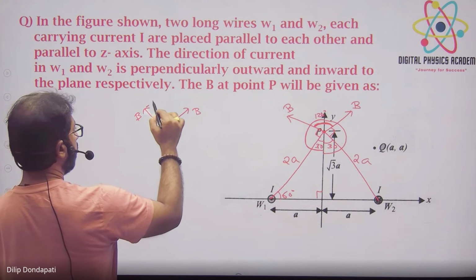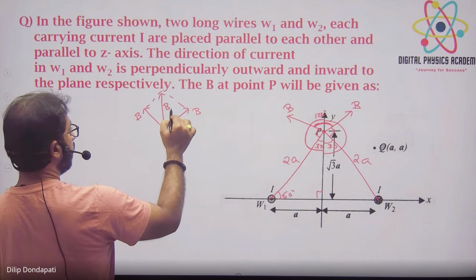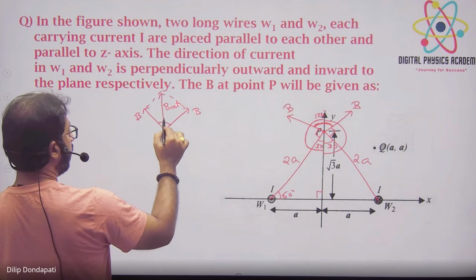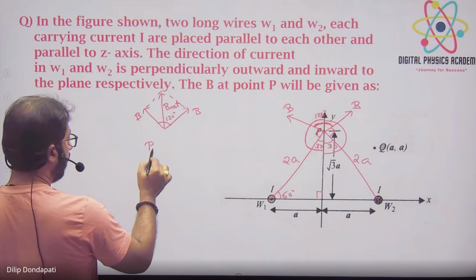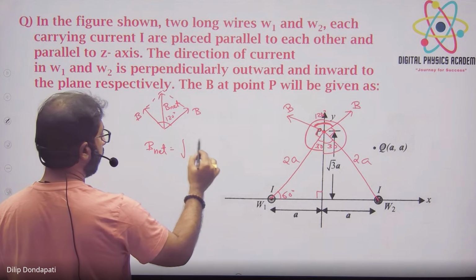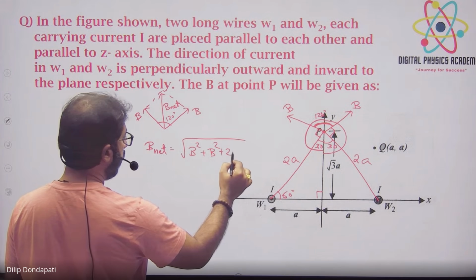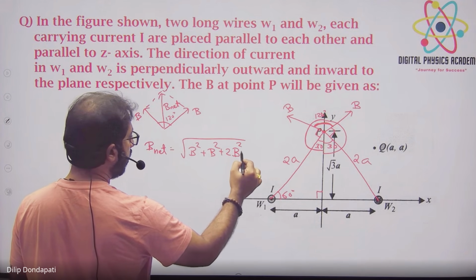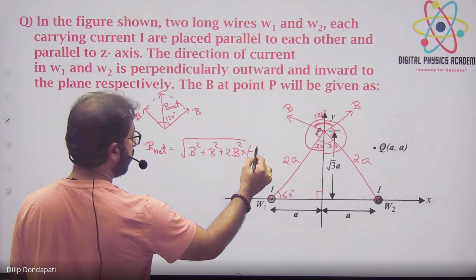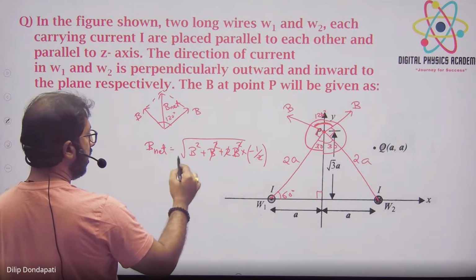Complete the parallelogram. The resultant is B net. This angle is 120. So apply the parallelogram law: under root A square plus B square plus A square plus B square plus 2AB. 2AB means B square into cos 120. Cos 120 is minus 1 by 2. So the 2 cancels, minus B square plus B square cancel. Under root, it is B only.